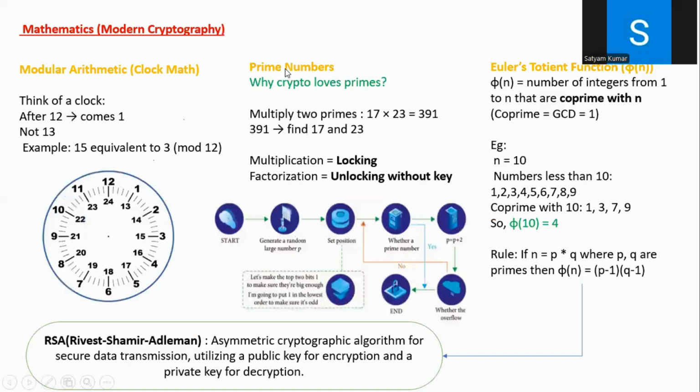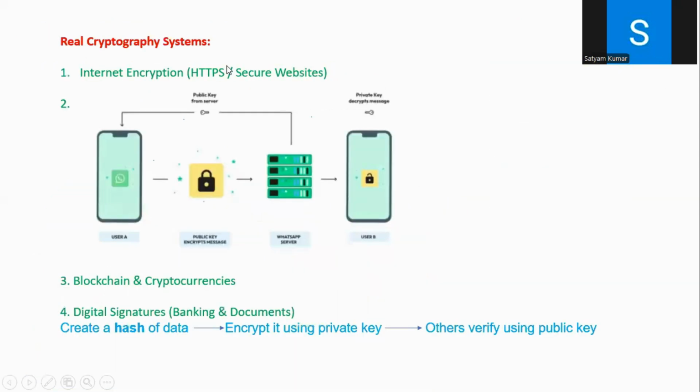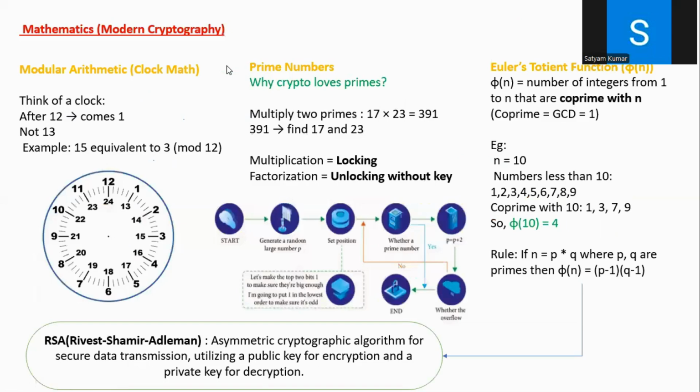Now comes the modern cryptography. In modern cryptography, we mainly use mathematics. So first, starting from the mathematical modern arithmetic, that is clock maths. Think of a clock. Here it is given a clock, and after 12 it comes 1, 2, 3. Again it goes, the cycle goes on.